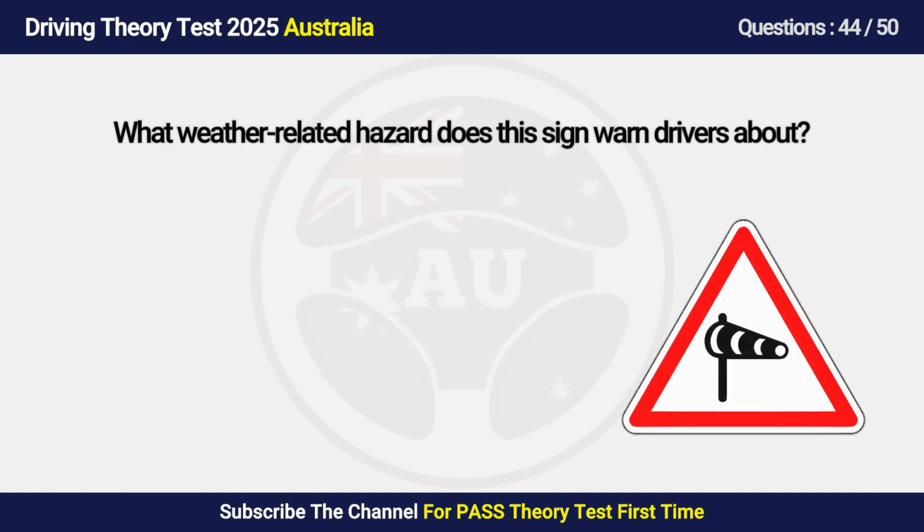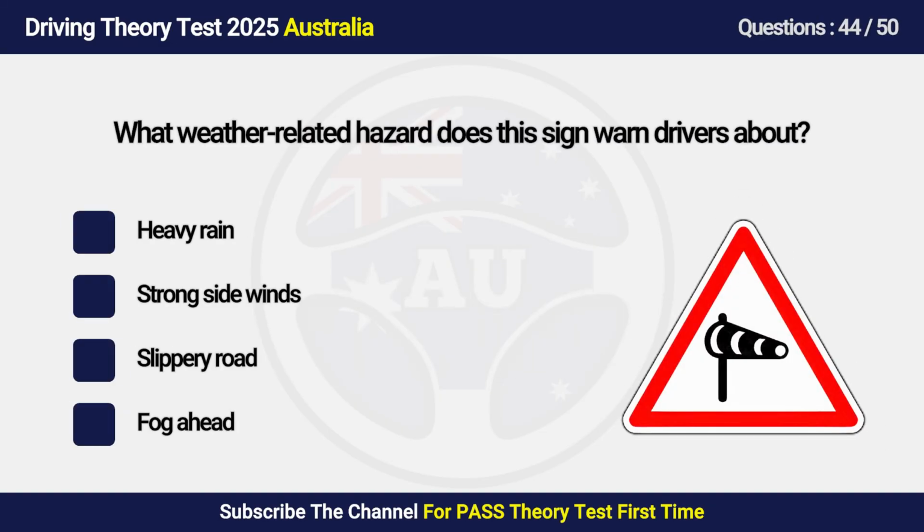Question 44. What hazard does this sign warn drivers about? A. Heavy rain. B. Strong side winds. C. Slippery road. D. Fog ahead.